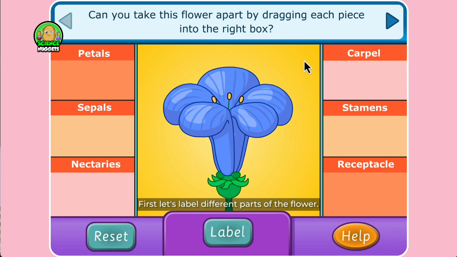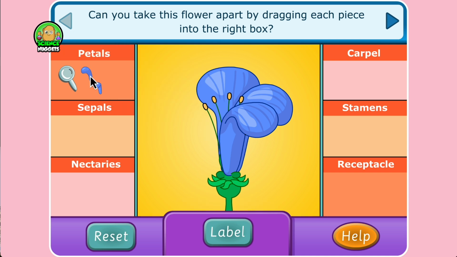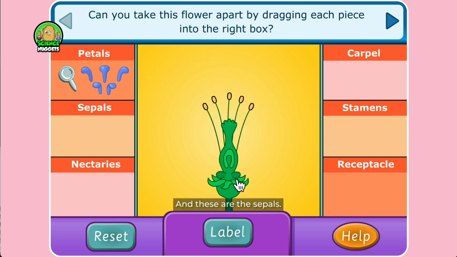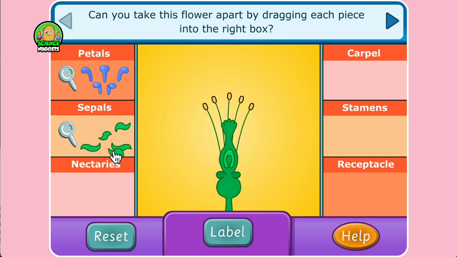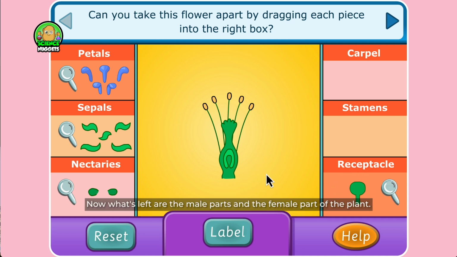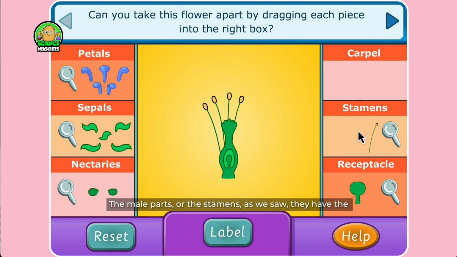First, let's label different parts of the flower. These are the petals. And these are the sepals. These two are the nectaries. And this is the receptacle. Now what's left are the male parts and the female part of the plant. The male parts, or the stamens, as we saw, they have the filament and the anther.